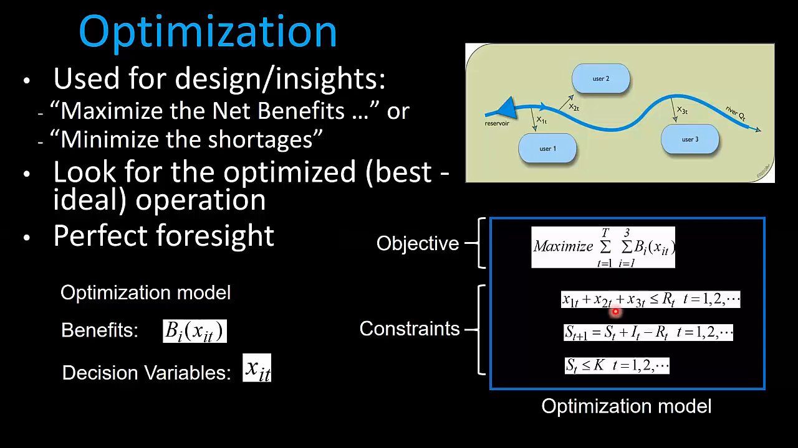And then the objective is to maximize the benefits for these users, given that we know that it follows a mass balance operation. The storage has to be less than the capacity. The storage at a given time step is the storage at the previous plus inflows minus outflows, and the releases have to be equal or less than x1 plus x2 plus xt users. So it's following a mass balance, okay?